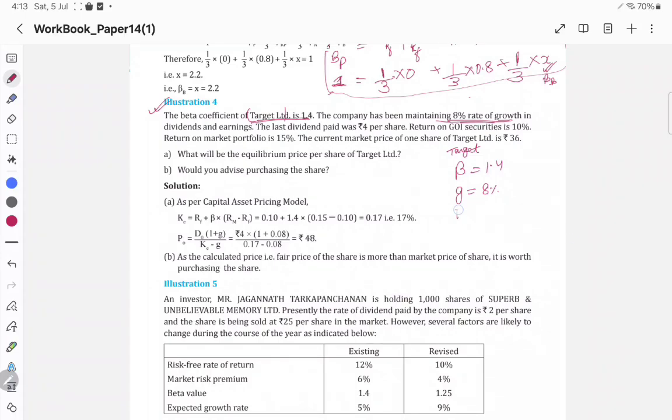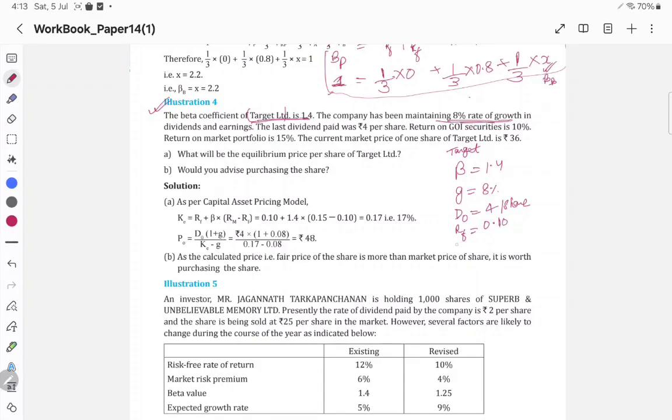The last dividend was paid as rupees 4, which means that D0 was rupees 4 per share. Now, return on GOI securities. Return on GOI securities basically means government securities, which is RF. RF is given as 10%, or we can write it as 0.10.